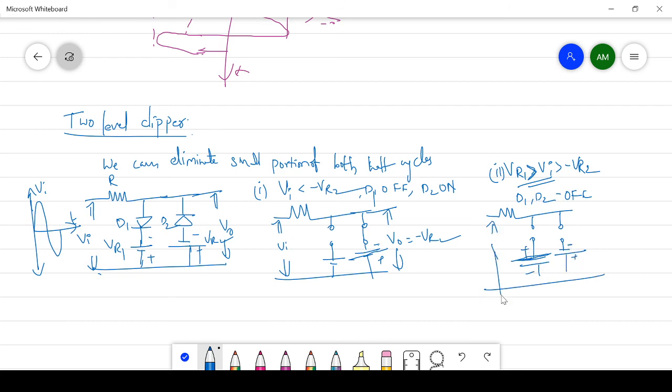So what do we get at the output here? V0 is equal to Vi. There is no current flow in this circuit, so the total voltage appears at the output.